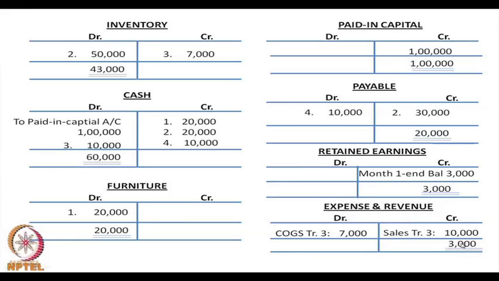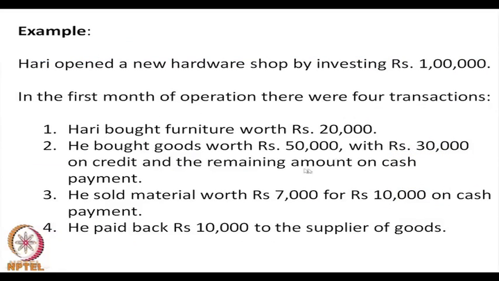This 3,000 rupees goes here and is shown as retained earning, profit made in the business, 3,000 rupees. Now, why the entry for COGS is on the left hand side, that is in the debit side, and sales on the credit side, we shall know a short while from now. Meanwhile, let us go for the fourth transaction.